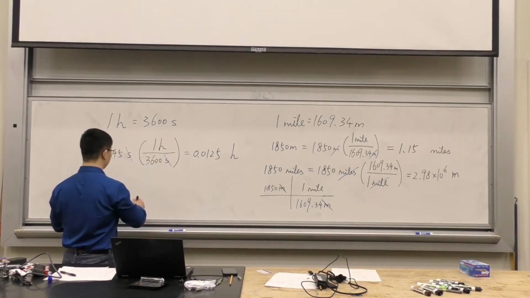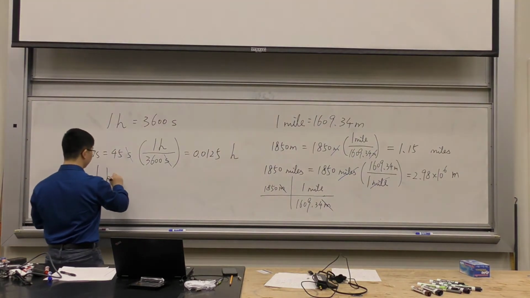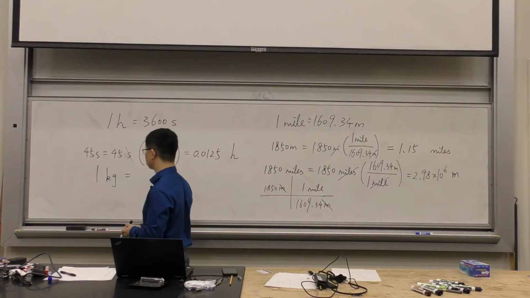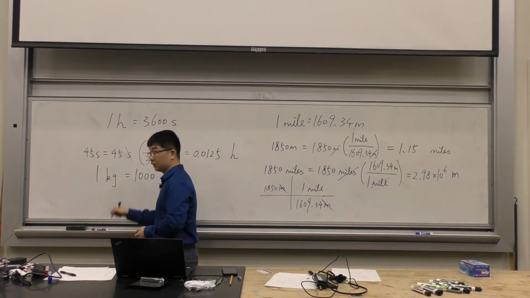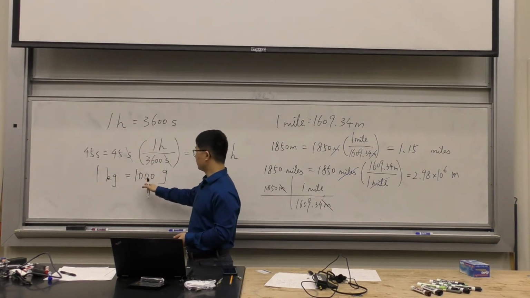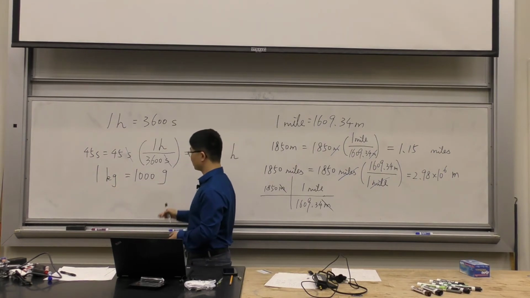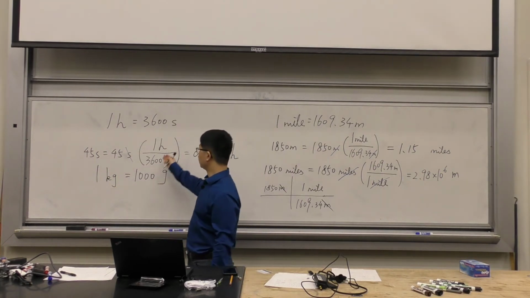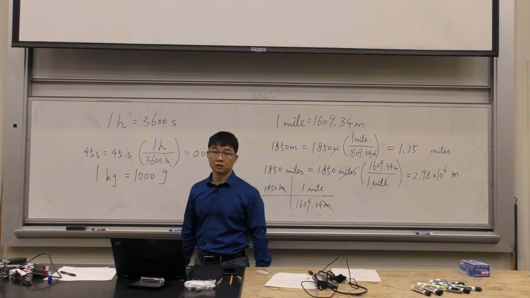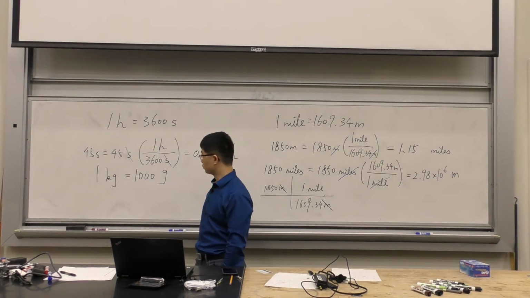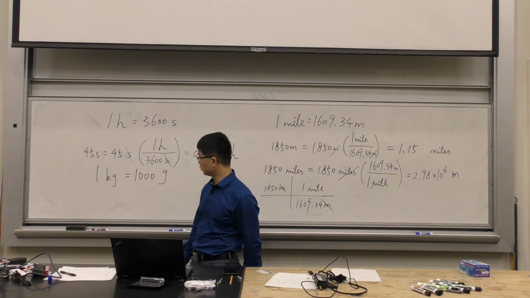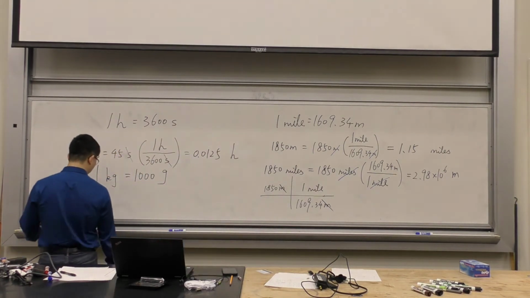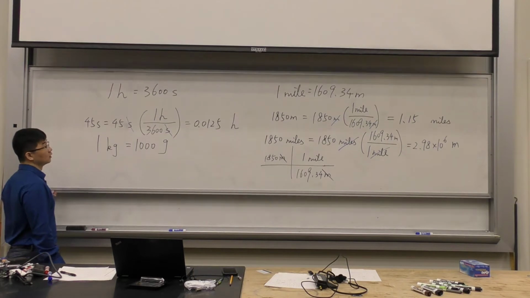In this case, we know that kilo is a prefix. 1 kilogram is equal to 1,000 grams. That's what kilo means. Now if you have this, you treat kilograms and grams as 2 different units, you can use this fraction to convert grams to kilograms or kilograms to grams.